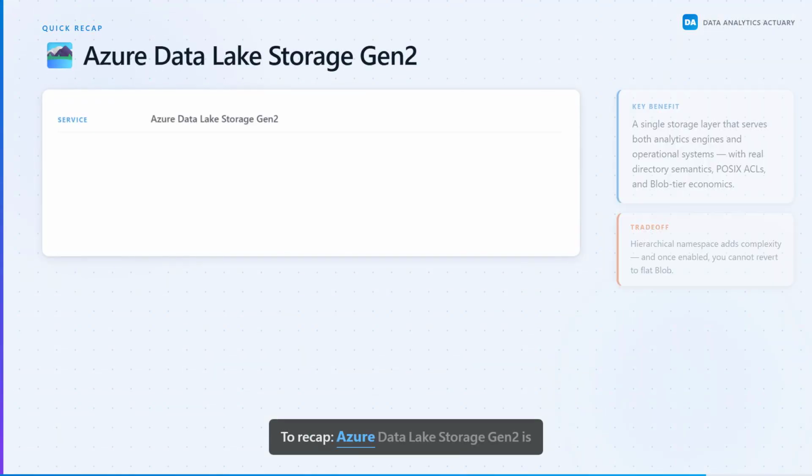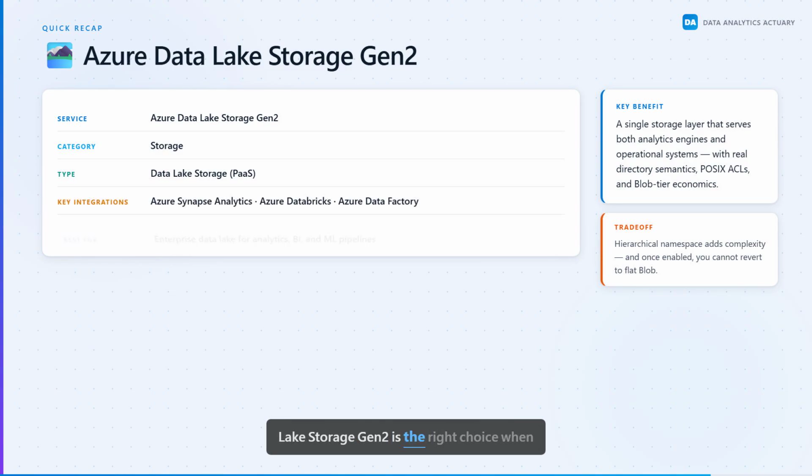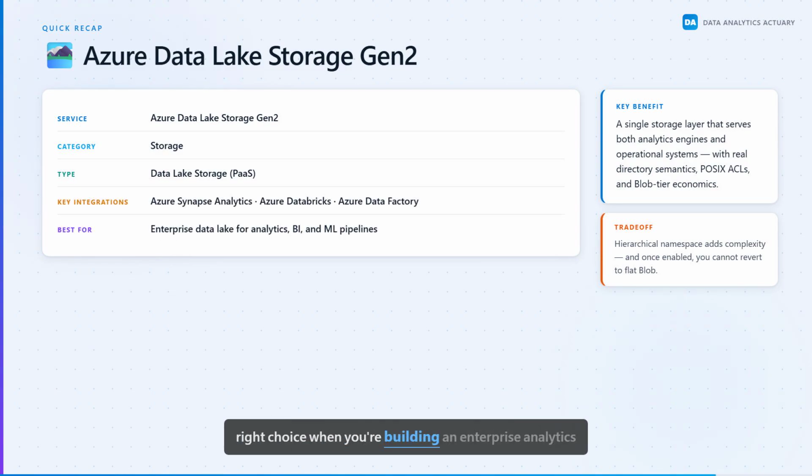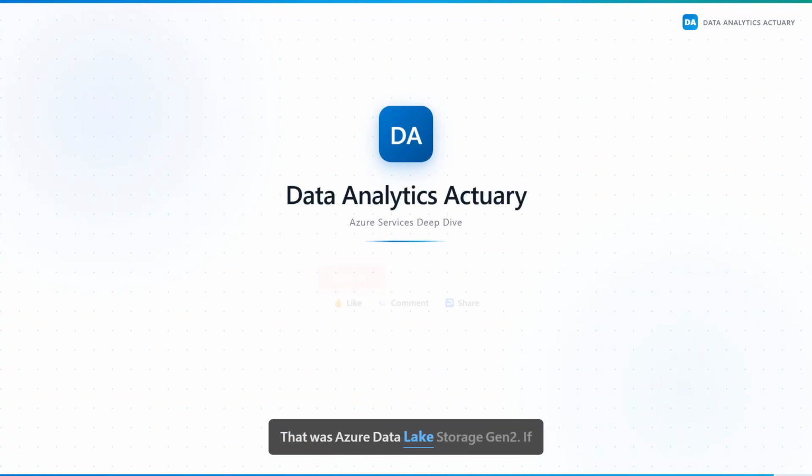To recap, Azure Data Lake Storage Gen 2 is the right choice when you're building an enterprise analytics platform that needs real directory semantics, fine-grained access control, and optimized performance for big data engines. For data and actuarial teams, Gen 2 is the foundation of the modern lakehouse, where Spark, Synapse, and Databricks read and write data with the performance and governance that production workloads demand. The trade-off is commitment. Once you enable hierarchical namespace, there's no going back. That was Azure Data Lake Storage Gen 2.